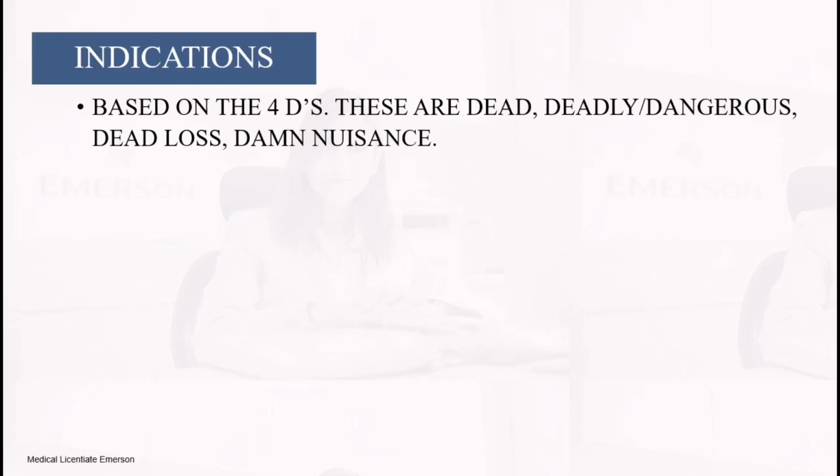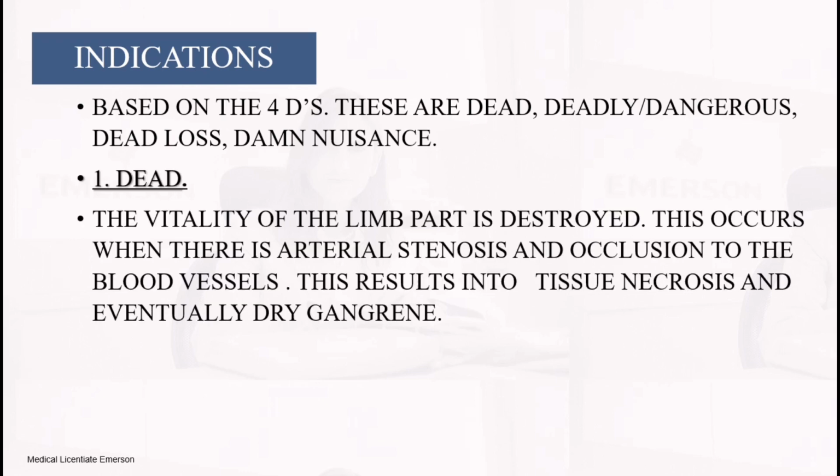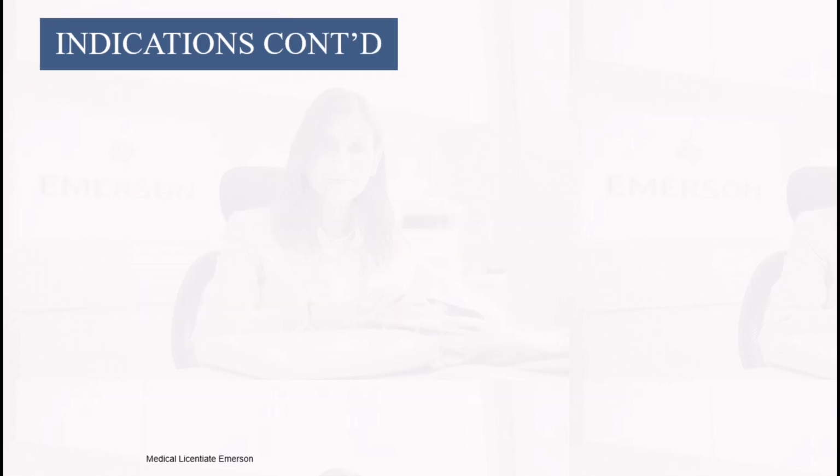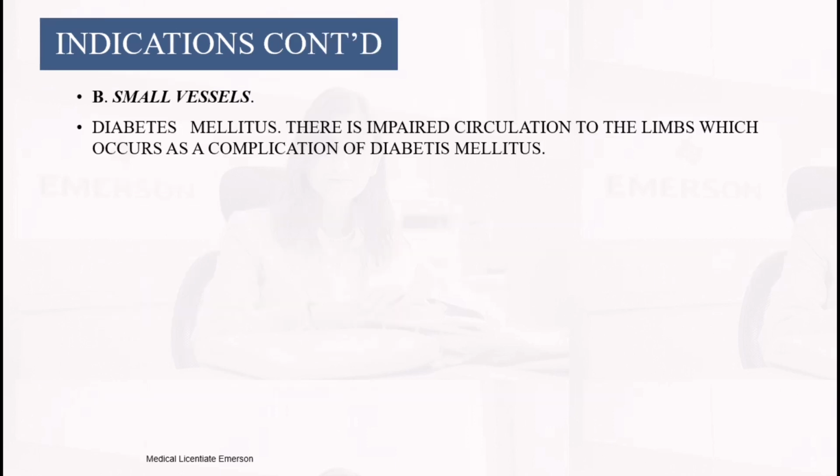Then indications: we have the famous 4Ds, which are dead, deadly or dangerous, dead loss, and dead nuisance. These are just to help you remember the exact examples. Dead means the vitality of the limb or limb part is destroyed, and this occurs when there is arterial stenosis and occlusion of the blood vessels. This results in tissue necrosis and eventually dry gangrene. Under dead, for major or large vessels, we have atherosclerosis and embolic occlusions. Then for small vessels, we have diabetes mellitus.